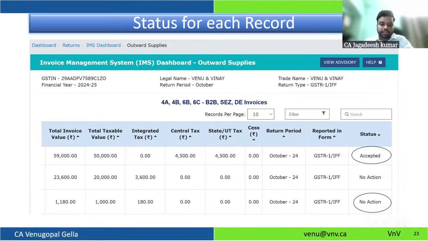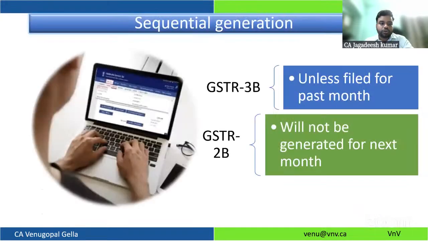So moving on to the next slide. Now we'll see some FAQs. Is IMS and GSTR-2B now mandated as sequential generation? That is, only if you file the previous month's GSTR-3B, then only your current 2B will be generated.